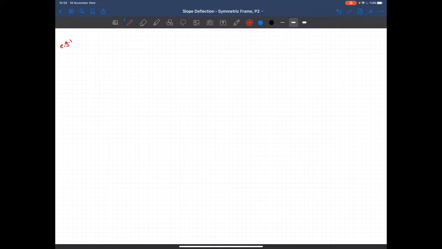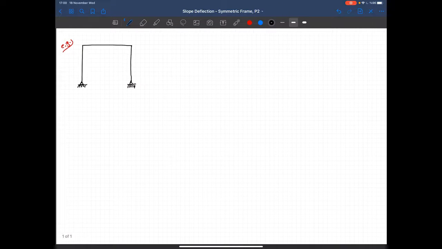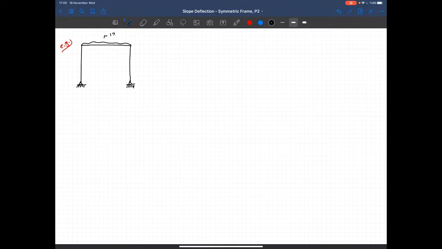Hello, today we will be working on the same symmetric frame, but we will solve it in a different way. Now let me draw it. Let's remember the frame one more time. I have this pin supports here. It's under gravity loading 12 kilonewton per meters. This distance is 6 meters. And that distance is 3 meters. And let's label A, B, C, and D.